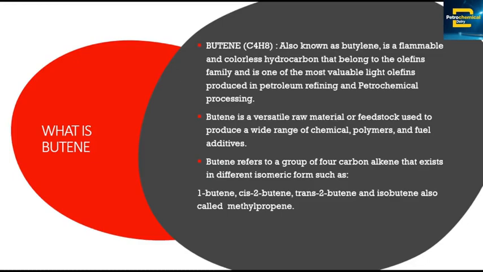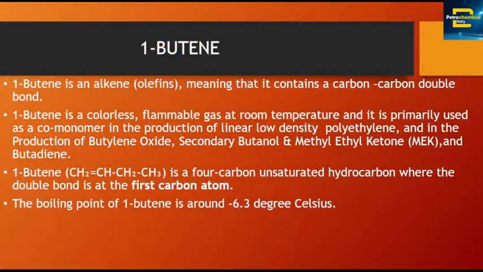What is 1-butene? 1-butene is an alkene, meaning that it contains a carbon to carbon double bond. 1-butene is a colorless and flammable gas at room temperature, and it is primarily used as a co-monomer in the production of linear low density polyethylene, and also in the production of high density polyethylene, butylene oxide, secondary butanol, methyl ethyl ketone, and butadiene.